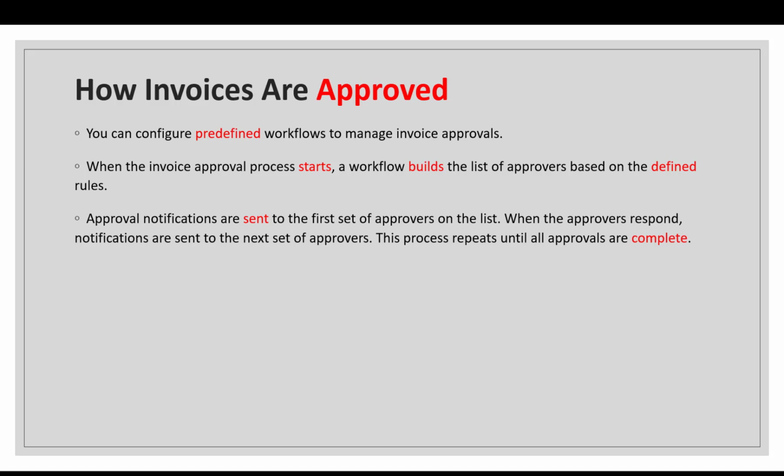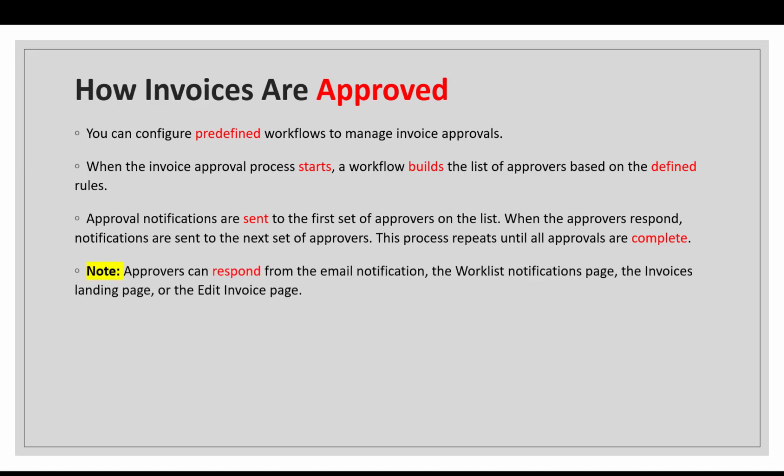As all of us know, we can enable the approval for AP invoices to manage invoice approvals. This is based on the workflow rules you will define. The approval notification will be sent to the first approver, then the second approver, until all approvers take action and complete the process. Approvers can respond from the email notification, worklist notification page, invoices landing page, or edit invoice page.